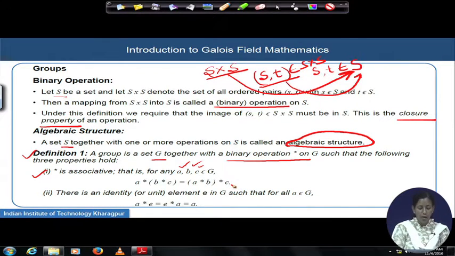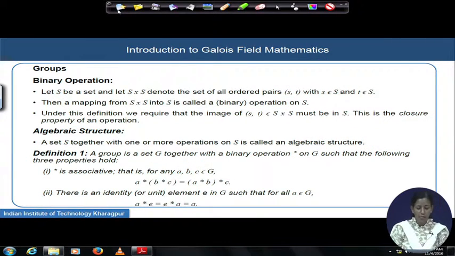And there should be an identity or unit element called E in G in such a way that for each and every element A which belongs to G, if I apply the binary operator between A and this element E, it should revert me back A, which is equal to E star A also, it will revert me back the element A. If it holds good, then we can declare E is the identity element of the group G.